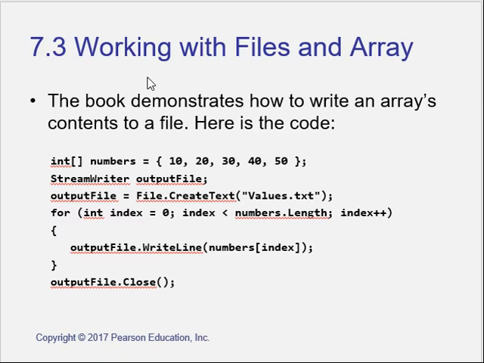All right, now we're going to have a look at how we can integrate a couple of new concepts that we've learned together. In this first line, you can see that we're going to create an instance of an array called numbers, and we're going to load it with 5 numbers, 10 through 50. Then we're going to write these numbers into a file. We're going to need to create an instance of the StreamWriter class, and we're going to call it outputFile. The name of the file is going to be values.txt.